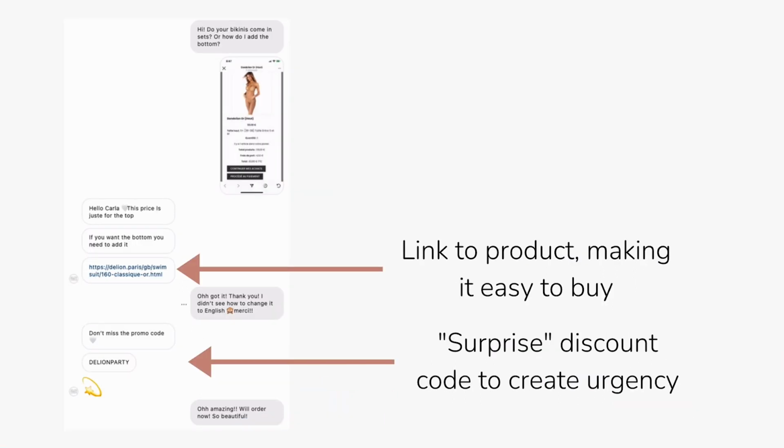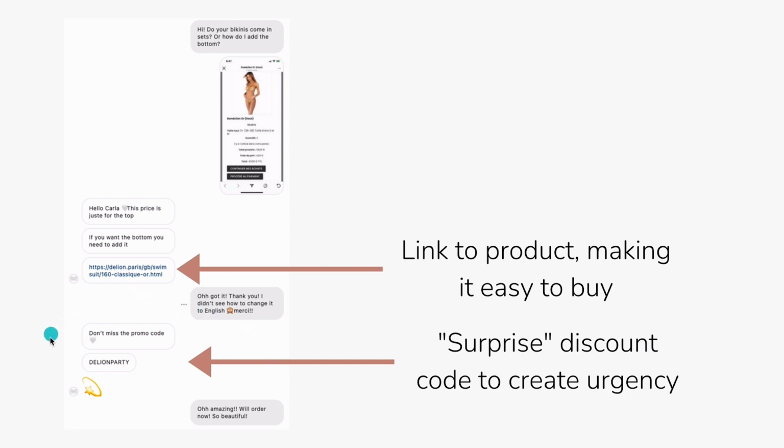This was actually a brand that I thought did a really, really good job, a bikini brand. So I sent them a message and basically asked, "Do your bikinis come in sets? How do I add the bottom part?" They got back to me right away. They included my name, saying the price is just for the top. If you want the bottom, you need to add it. And then they sent me the link, which is so great because that's just making it so easy for me to actually go and buy.